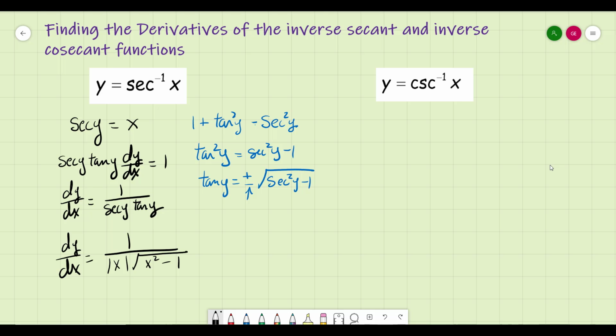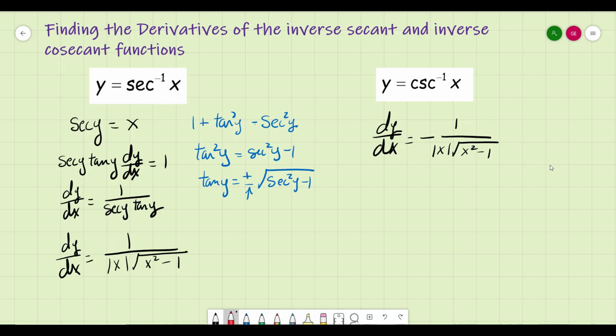Now, of course, the inverse cosecant is derived exactly the same way, except we're using 1 plus cotan squared y equals cosecant squared y, and the derivative would be negative. So if we took the derivative of this, we would get negative 1 over the absolute value of x times the square root of x squared minus 1. Okay, and those are our derivatives.